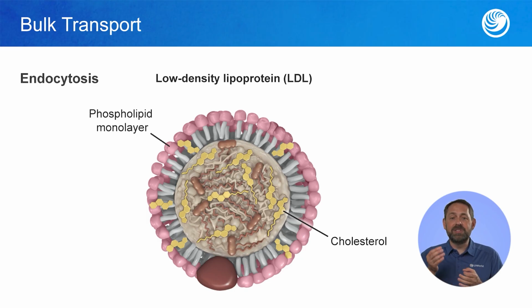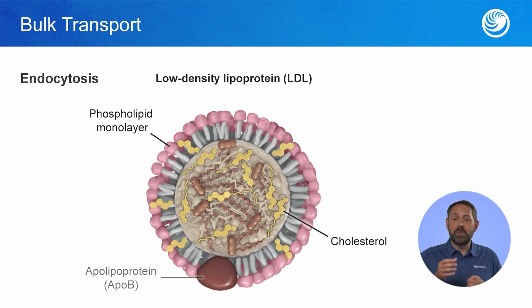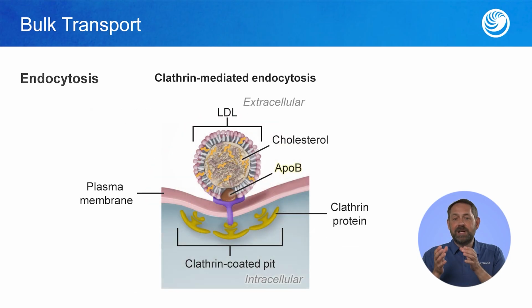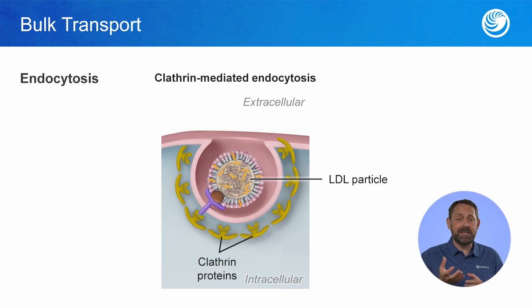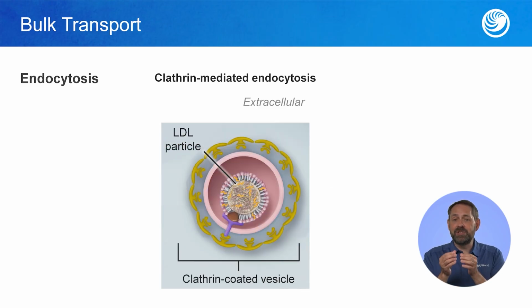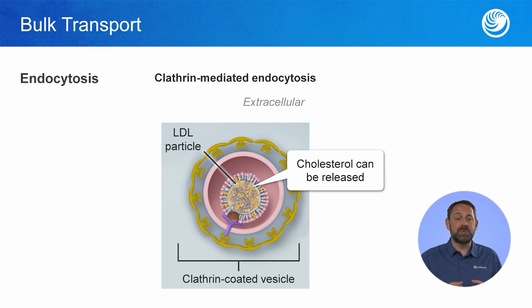LDL particles consist of a phospholipid monolayer with apolipoprotein B, referred to as ApoB, incorporated into the monolayer. During clathrin-mediated endocytosis, ApoB binds to LDL receptors located in clathrin-coated pits, triggering formation of a pocket. When the pocketed section pinches off, a vesicle that is fully coated with clathrin is produced. This vesicle then delivers the LDL particle to the cell's interior where cholesterol can be released for use.